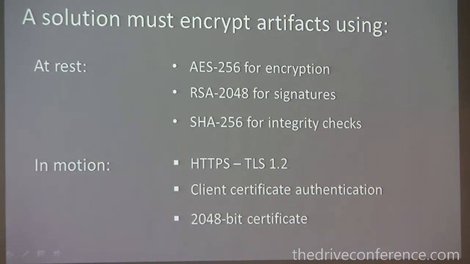RSA 2K keys for signatures. This should last you until about 2030. Sometimes you have the option when you create certificates to choose what key size you want to use. And RSA 2048 is a good bar. If you can choose a 4K key, 4096, you'll be safe. You'll be future-proofing yourself. SHA 256 for integrity checks. MD5 is broken, and SHA 1 is also broken.